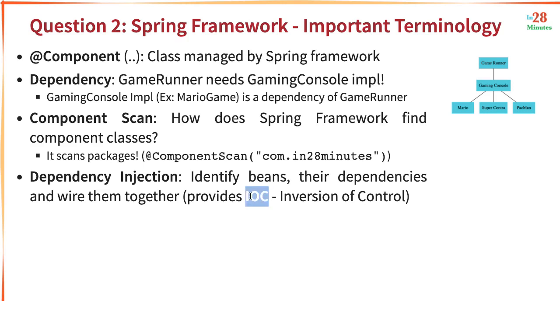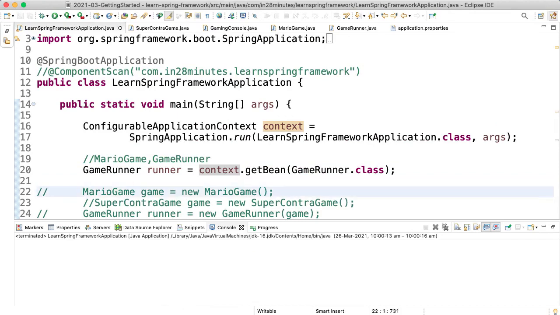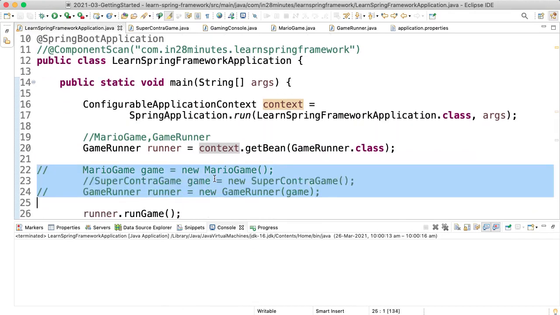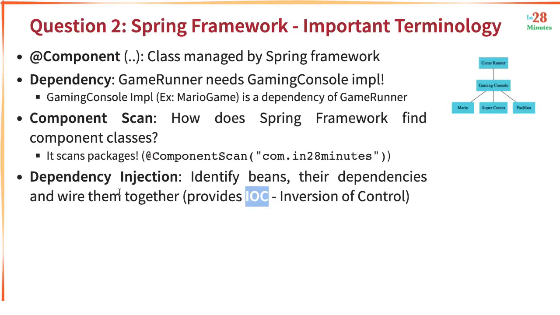This is also called IOC, or inversion of control. Why is it called inversion of control? Earlier, as a programmer, you were responsible for creating all the classes. You are responsible for creating the Mario game. You are responsible for creating the Super Contra game. And you are responsible for wiring the Mario game into a game runner class. However, right now, we gave that responsibility to Spring Framework. So instead of the programmer having the control of creating objects and wiring them together, it is now with the Spring Framework. And that's the reason why this is called inversion of control.